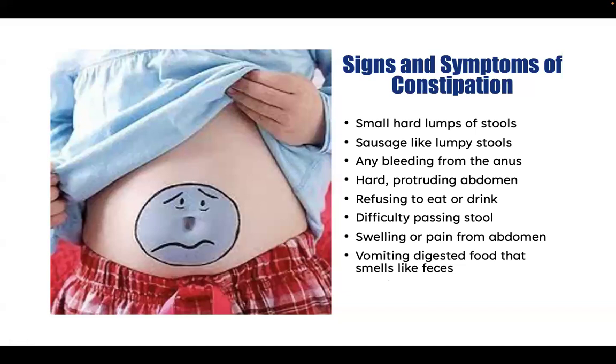Constipation is a common and serious problem for our individuals. Up to 40% of the population may experience constipation, and it can be significantly more problematic than in the general population. And it can lead to complications like impaction, obstruction, and if it's not treated, people can die from it. So it can be very serious.